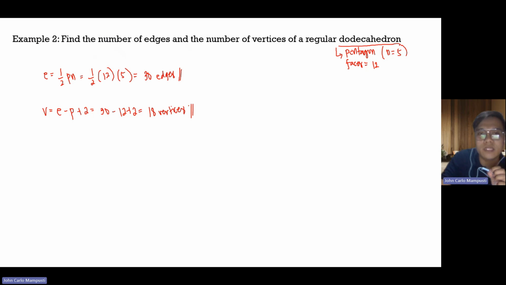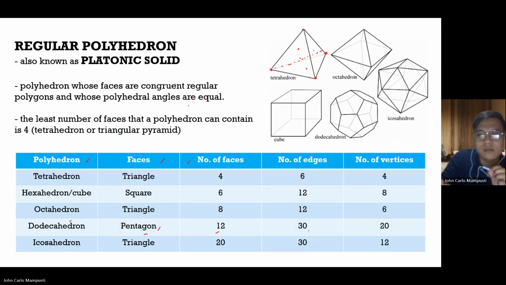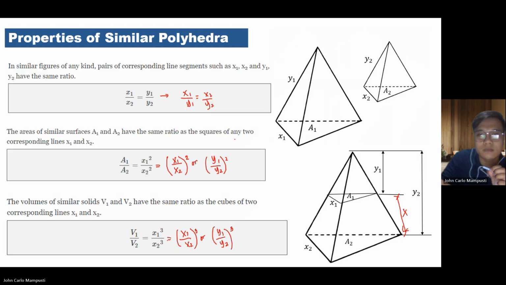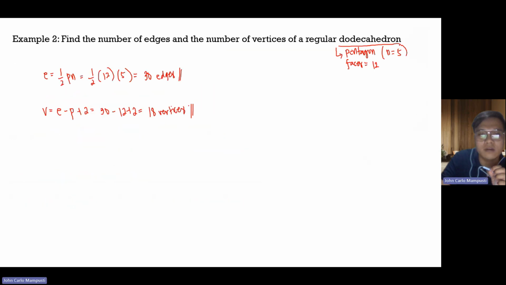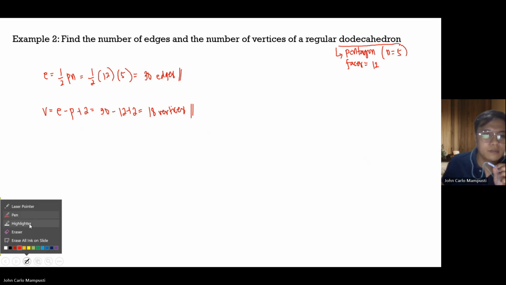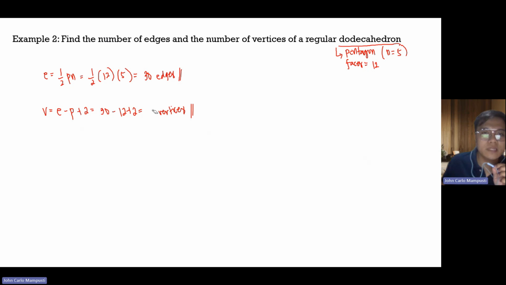Okay, tingnan natin yung table natin kung tama tayo. Nagkamali ba tayo? Okay, nagkamali tayo. 18 plus 2, nakalimutan natin yung 2. Sorry naman daw. So, 18 plus 2, this is 20.